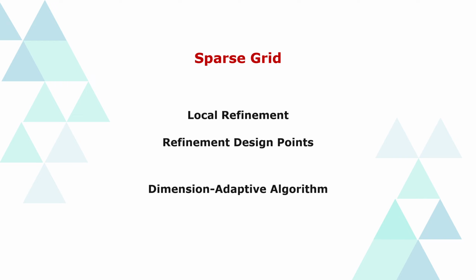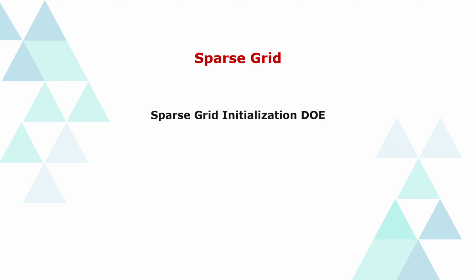In addition, a dimension adaptive algorithm identifies which dimensions are most important for the objective functions. In other words, it identifies the variables that have the greatest impact on the desired outputs so that the computational focus be on them. Note that the sparse grid type can only be used when the DOE is created with the sparse grid initialization method.